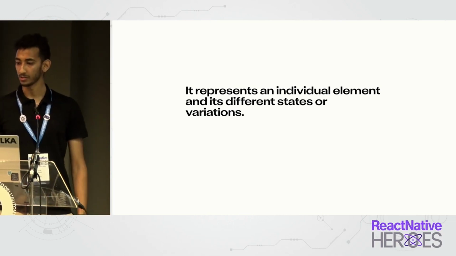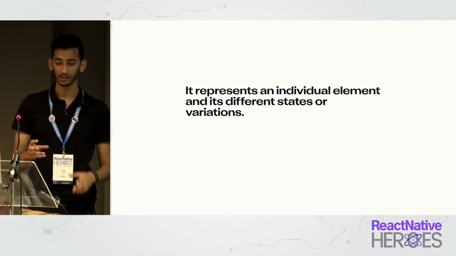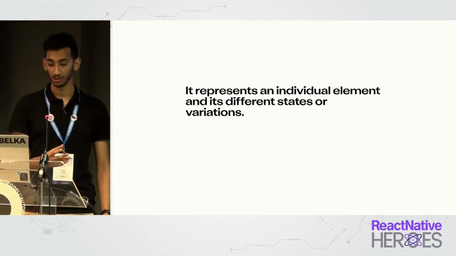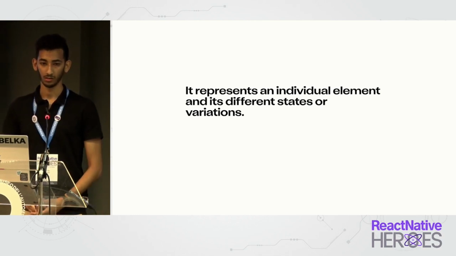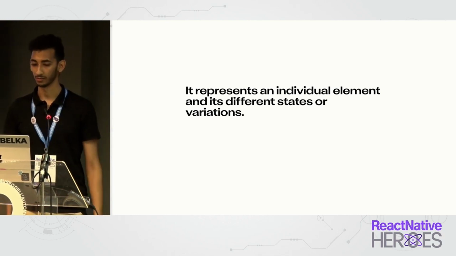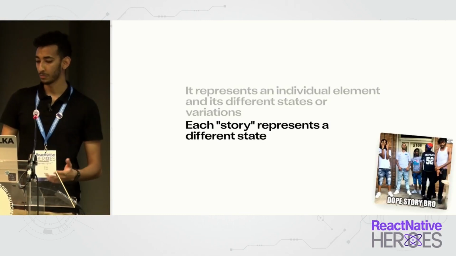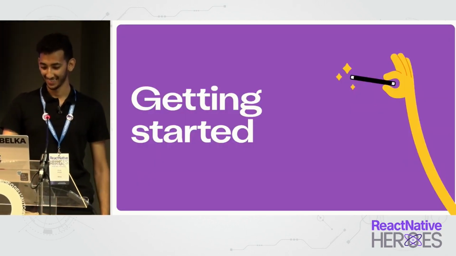For instance, when you create a story for a tag component, you create multiple variations for it. You could have a story for a default tag, another story for a disabled tag, yet another story with tags of different colors, sizes, and so on. So, each story represents a different state. Simple as that.